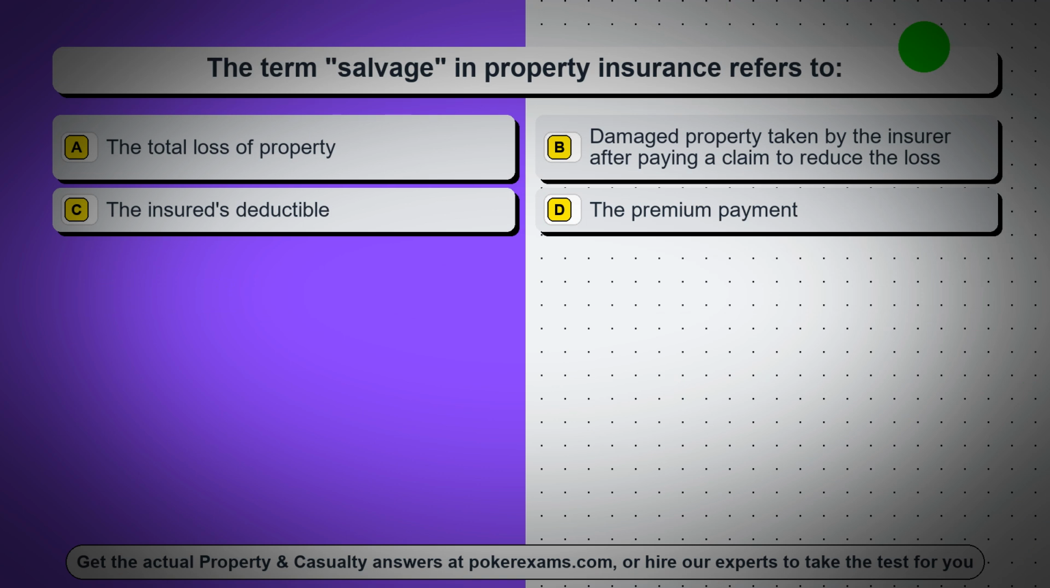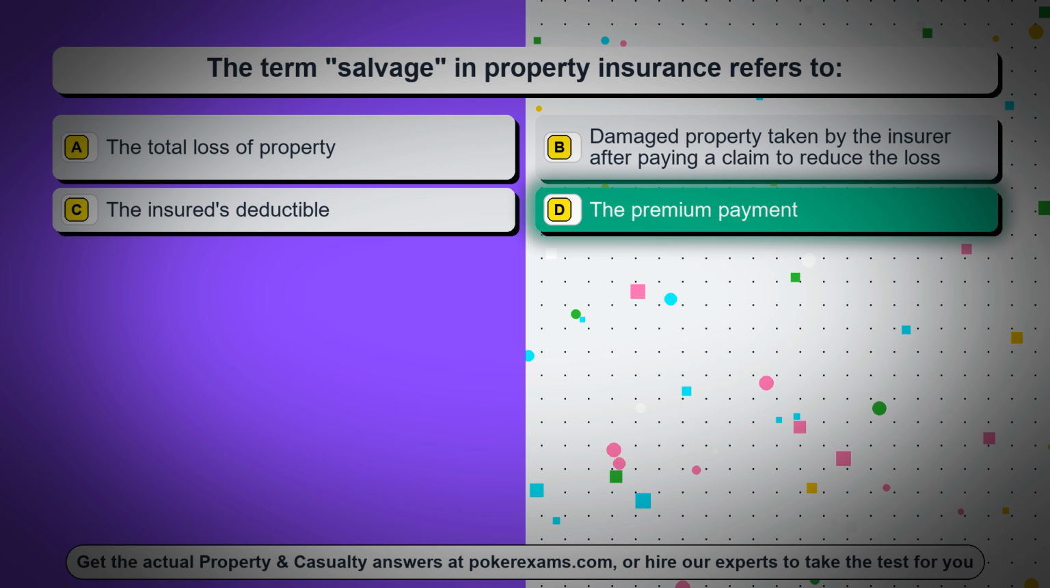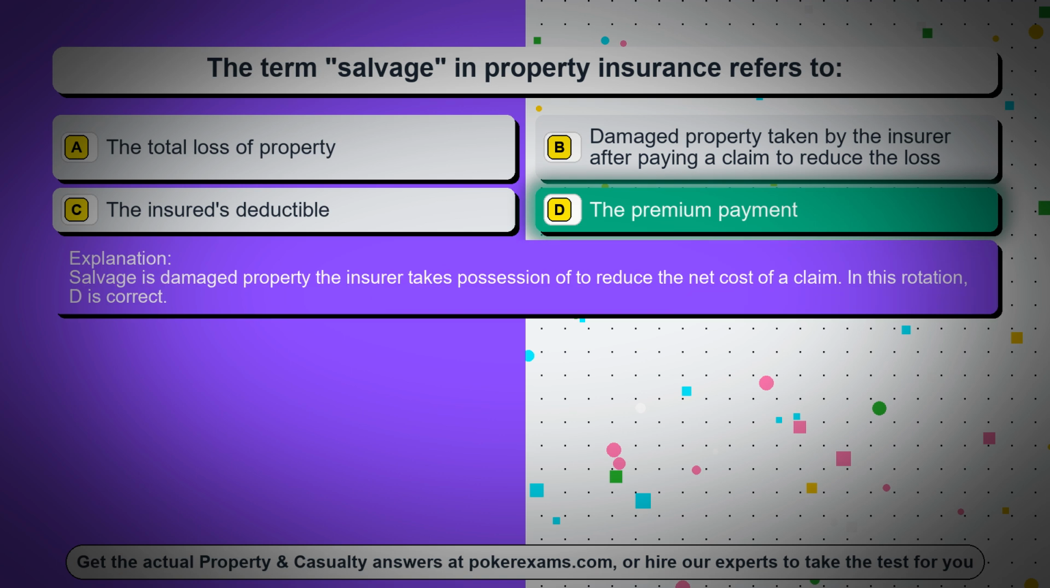Question 50. The term salvage in property insurance refers to, option A, the total loss of property. Option B, damaged property taken by the insurer after paying a claim to reduce the loss. Option C, the insured's deductible. Option D, the premium payment. The correct answer is option D, the premium payment. Salvage is damaged property the insurer takes possession of to reduce the net cost of a claim. In this rotation, D is correct.